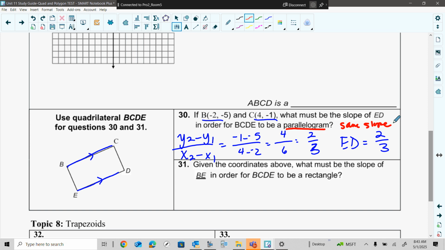Now, what does the slope of BE have to be in order to be a rectangle? So for it to be a rectangle, now we need a right angle. So in order to have that right angle, now we need opposite reciprocal slopes. So what's the opposite reciprocal of 2/3? -3/2, and we're done.